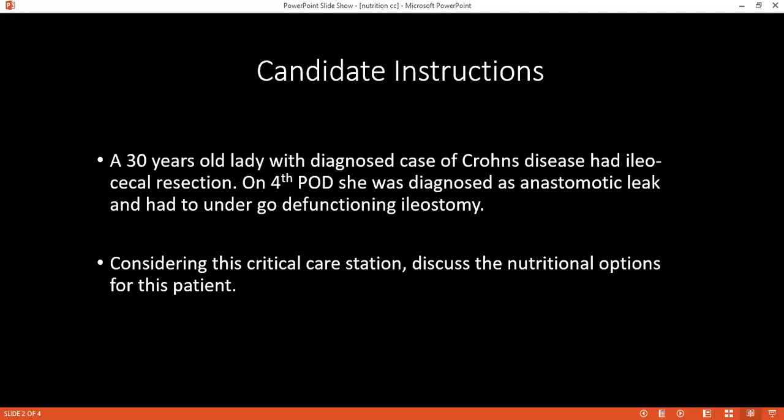Right. So if you have read and understood the critical care scenario, kindly tell me how would you manage the nutritional options for this patient? Nutrition options are divided into two categories, parenteral and enteral. I can give this patient total parenteral nutrition for a certain period of time. For how long? Until the ileostomy reversal.